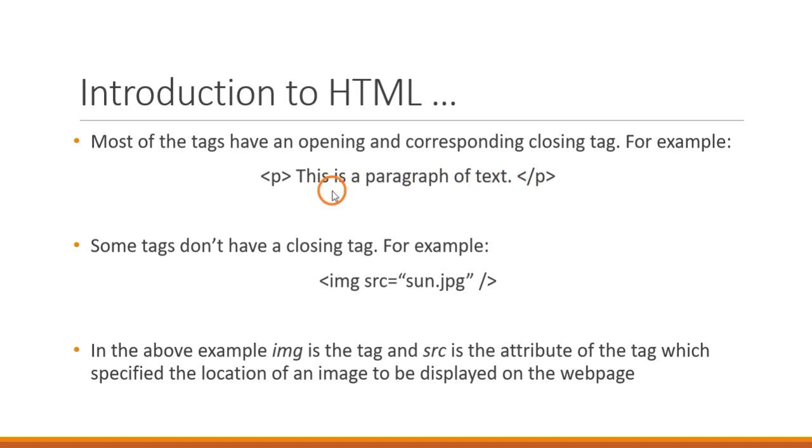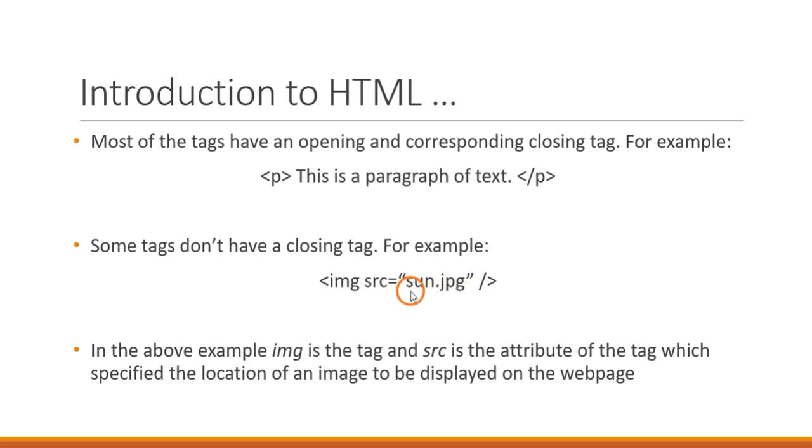On the other hand, some of the tags in HTML will not have any closing tag. That means you will not have this. One such tag is the img tag, which is used to display images. The tag name is img, and src is an attribute. Tags also can have attributes, which are used to provide some extra information. In this case, what we are saying is the source of the image is available at this location.